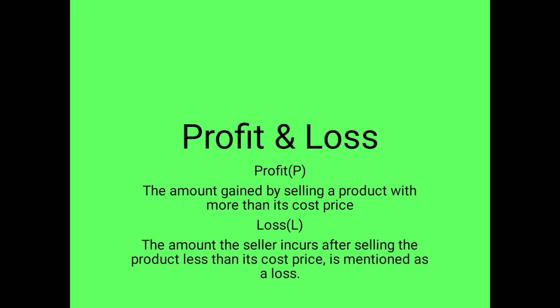CP means cost price. Actually, उसने कितने का खरीदा, that is called CP. And when he sells the same thing to the other person, that price will be called SP, selling price. So if the selling price is more than the cost price, that is called profit. Suppose I bought a thing for 10 rupees and I have given it to you for 15 rupees. So I have a profit of 5 rupees.